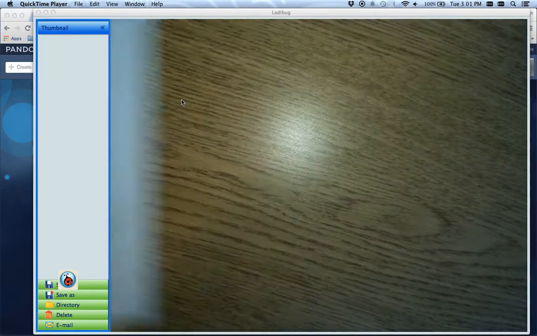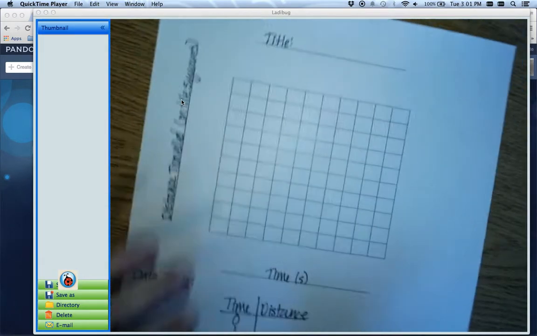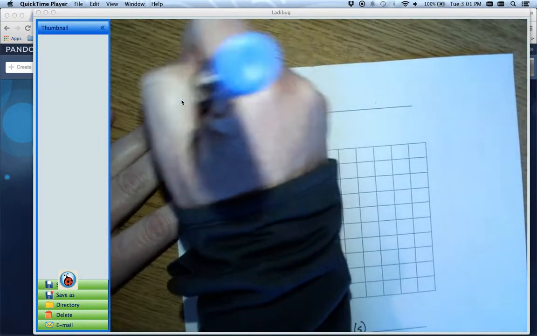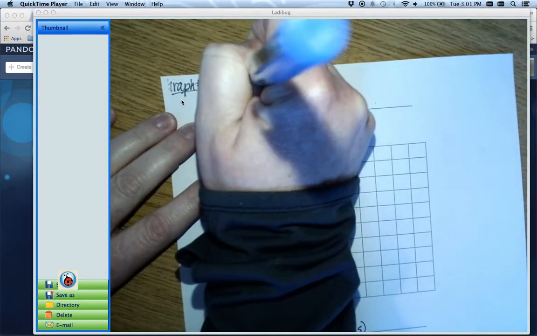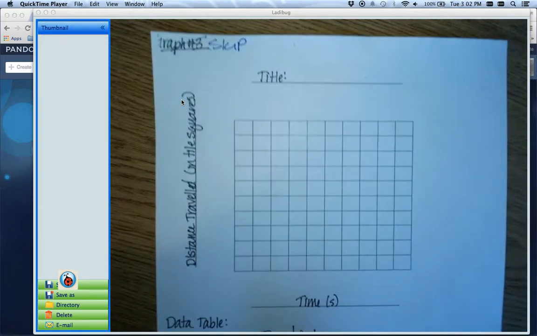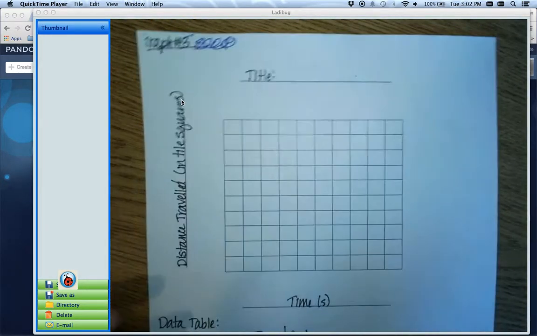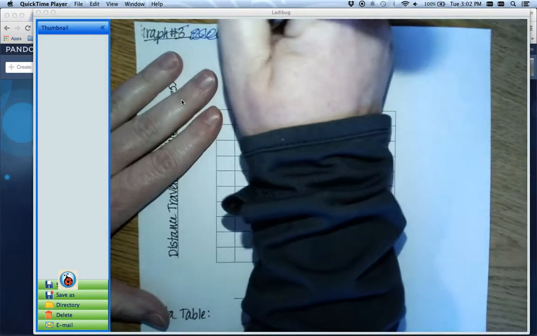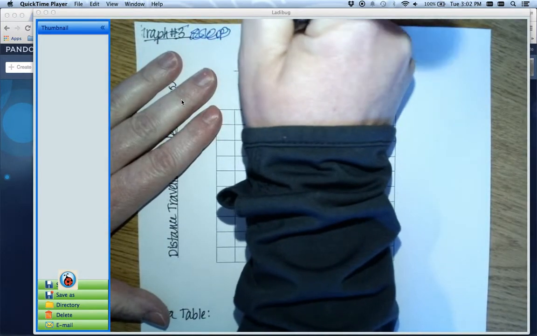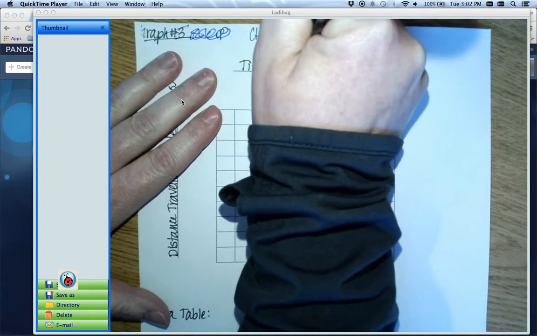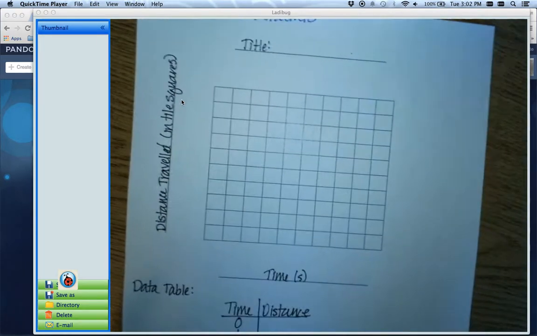Graph number 3. We are going to skip this one. Well, kind of. Actually, no. Here's what you're going to do for graph number 3. This is going to be your challenge. Okay? Here's what you need to do.